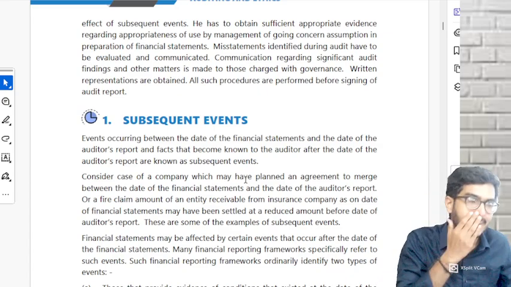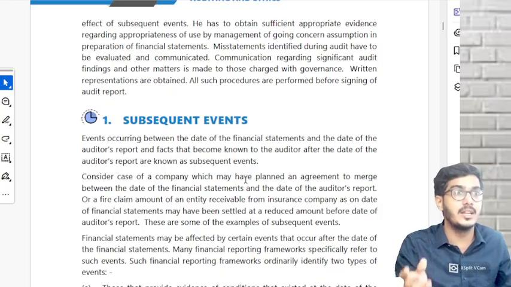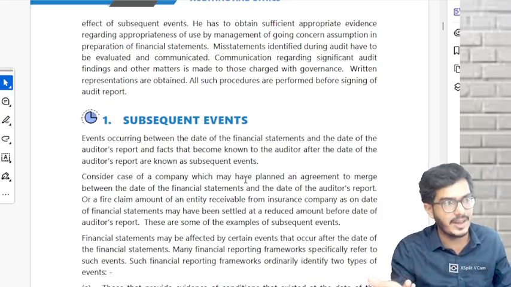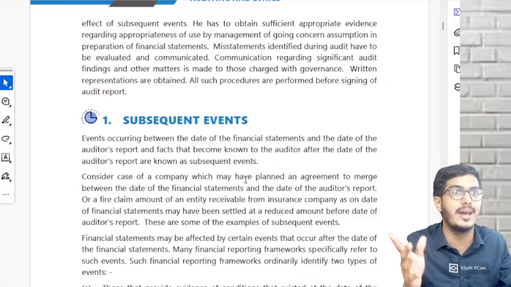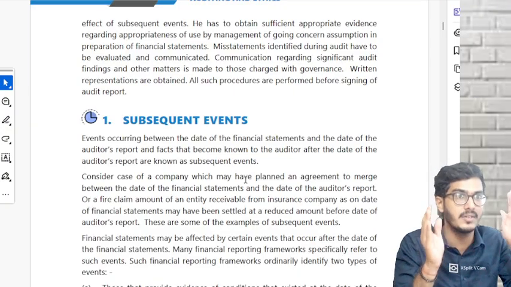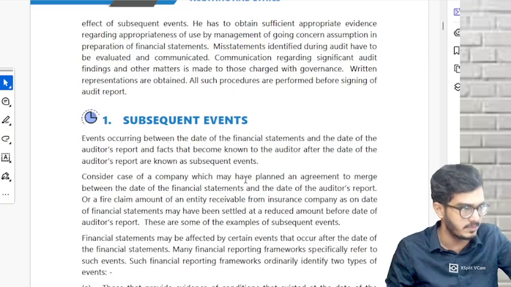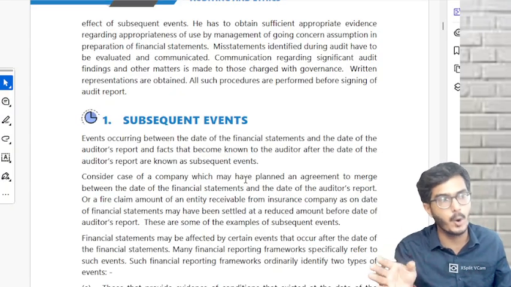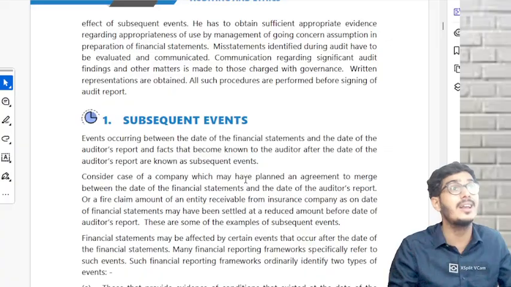Before that I'll tell you what that period is. But if the event is completely new, which has come after the date of the balance sheet only, and no conditions were present as on the date of the balance sheet, it is called a non-adjusting event. What is that subsequent event period? From the date of FS, that means 31st March, till the date of the auditor's report. Correct or not? In that period, we call it a subsequent event.